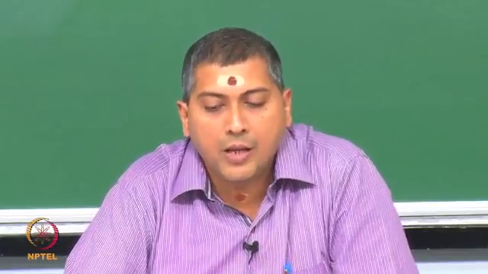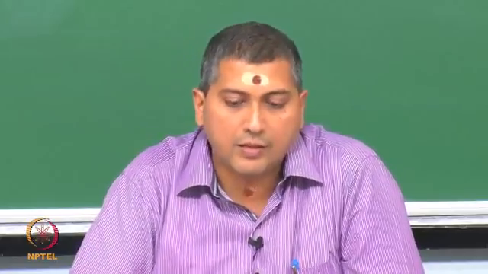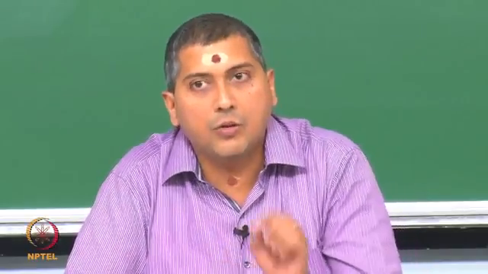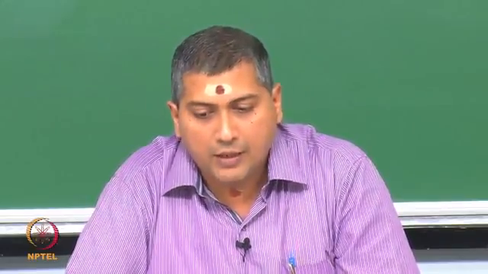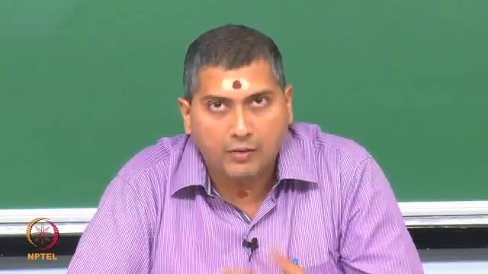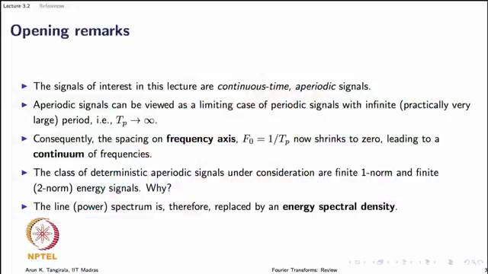The main reason for considering only these signals is, as we will learn shortly, these are the requirements for the Fourier transform to exist, that is to make sense. And finally, the line spectrum, the line power spectrum that we learnt in Fourier series now is going to be replaced by an energy spectral density. The reason is, we know that aperiodic signals with finite 1 norm or finite 2 norm have finite energy, but they have 0 average power, and therefore they are energy signals.